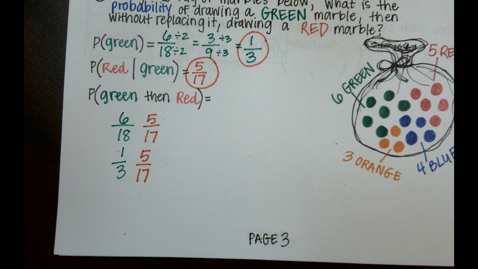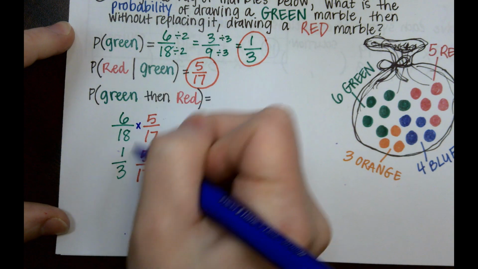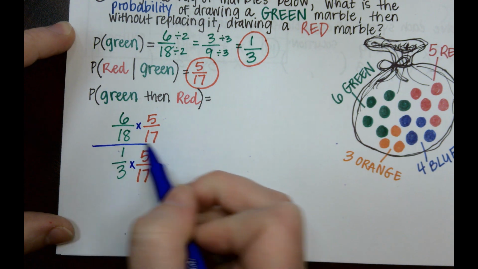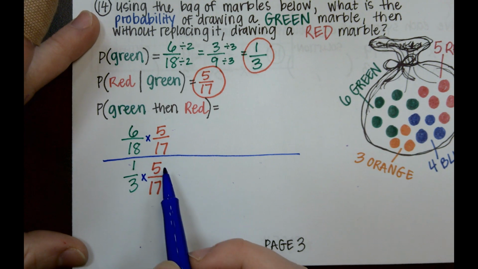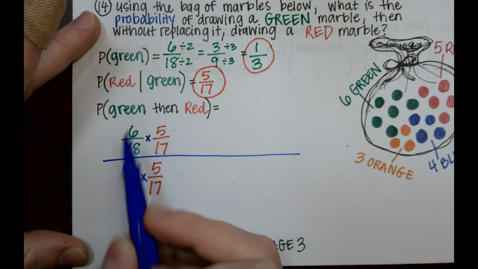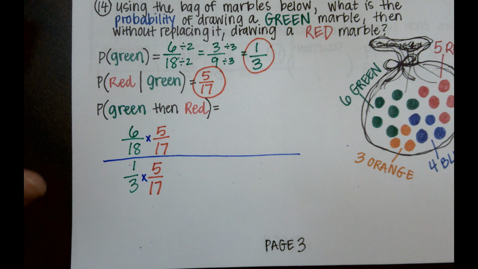And what am I doing with those two fractions? Multiplying them. Yes, we're multiplying. 1 times 5 and 3 times 17. Here's where you'll see that simplifying helps a little, because 1 times 5 and 3 times 17 is a little easier, but if you're using a calculator, it doesn't make a big difference.